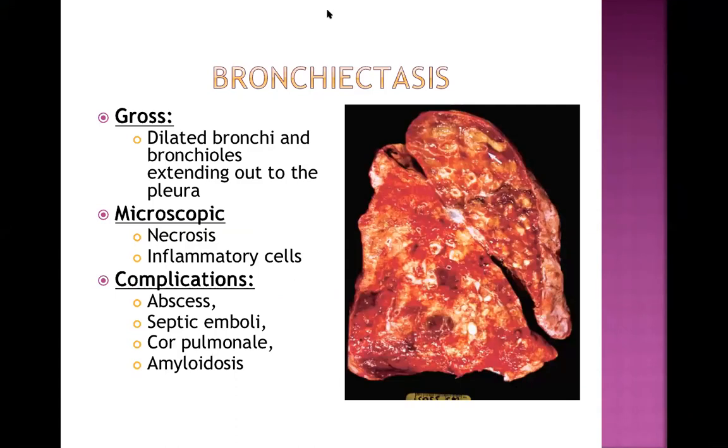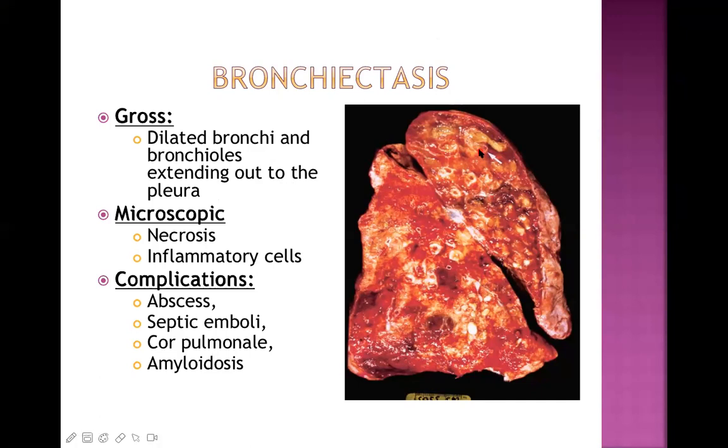Now see here. So what are the gross and microscopic appearance or features in bronchiectasis? Let's talk about this. This is an important part of pathology lecture. So when I look at the lung grossly, okay, there are dilated bronchi and bronchioles which are extending out to the pleura.